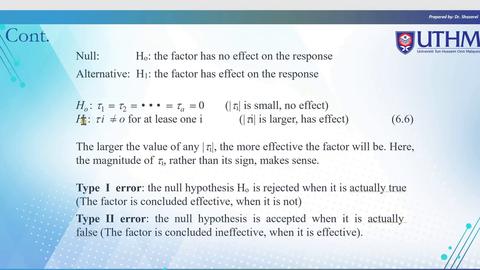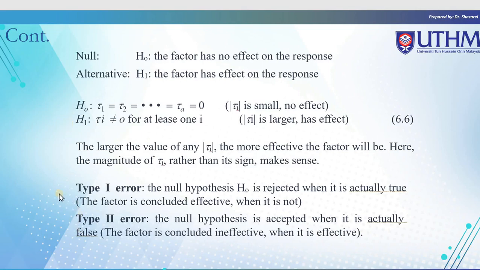Okay, so we state the null hypothesis by using the tau just now, the effect of each level. And then the alternative hypothesis, the tau is not equal to 0 for at least one level. So that means we want to test whether all the factor levels give the same effect or whether it is significant. And the alternative is there is one level that is not equal to 0. This is the null and alternative hypothesis.